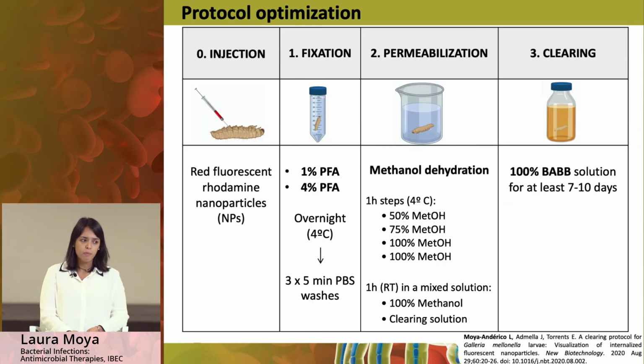So our final optimized protocol was to first inject the larva with red fluorescent nanoparticles, followed by overnight fixation in paraformaldehyde, and then the larva would be dehydrated in increasing concentrations of methanol, and then we added an extra step where we did a 1-to-1 ratio of 100% methanol and the clearing solution. The clearing was done with 100% BABB, or benzyl alcohol plus benzyl benzoate, 1-to-2 ratio, for at least 7 to 10 days.